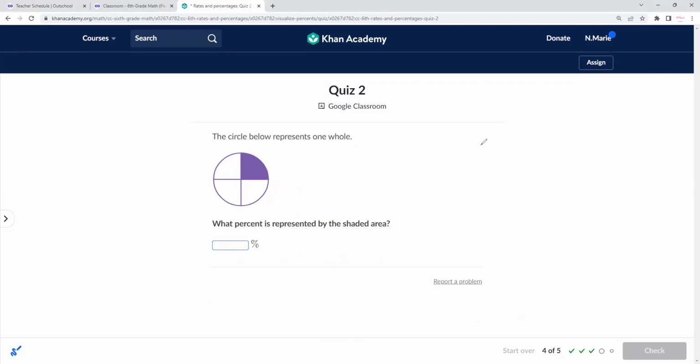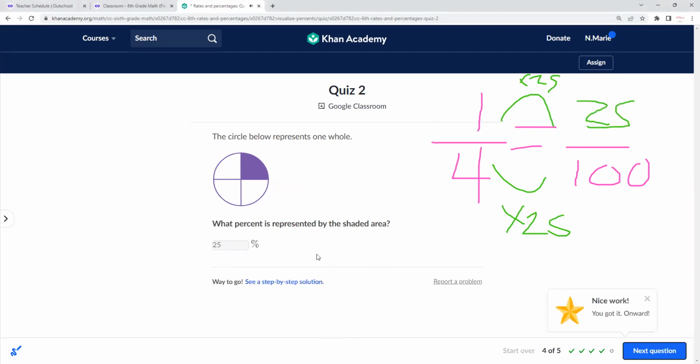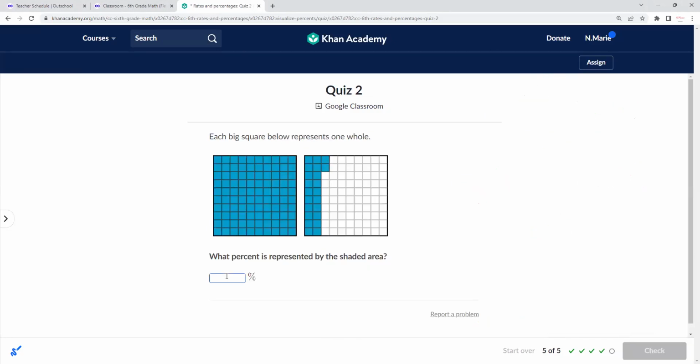So this is 1/4 of the whole thing, right? If 4 is equal to 100, well, 4 times 25 gets you 100. So 1 times 25 gets you your percentage for the 1/4, which is 25%. Or you can just do 1 divided by 4 in your calculator, which will get you 0.25, and multiply that by 100, and that will also get you 25%. This is 100% over here, and that's 22, so 122%.